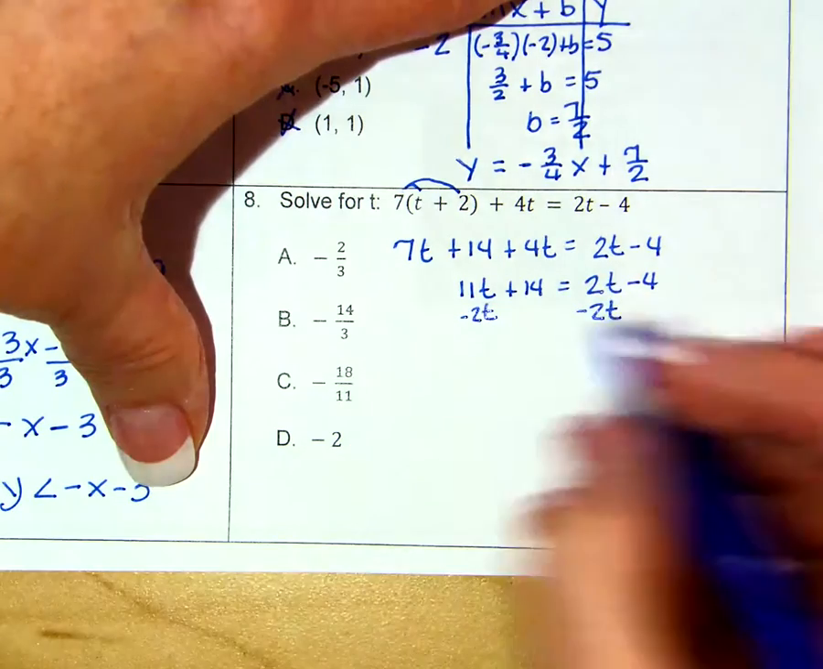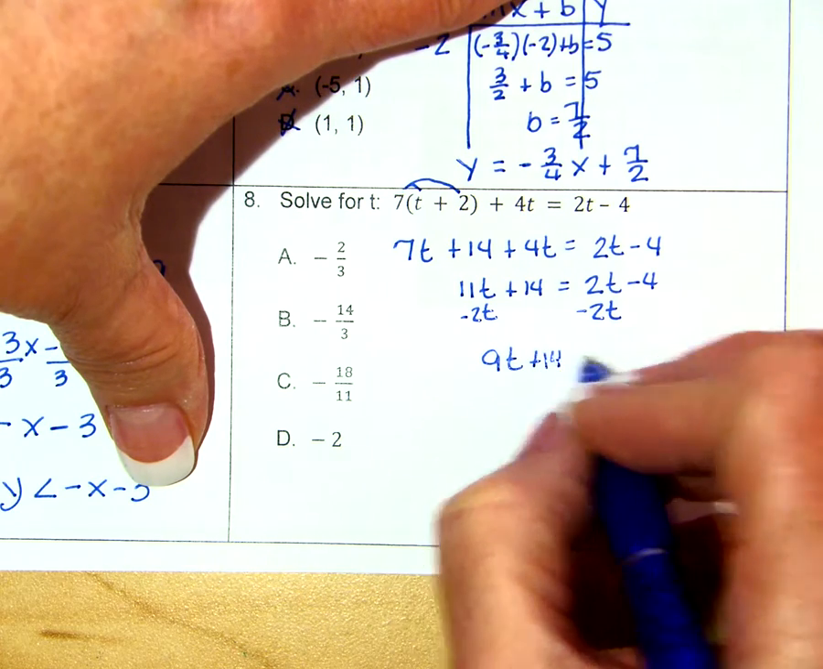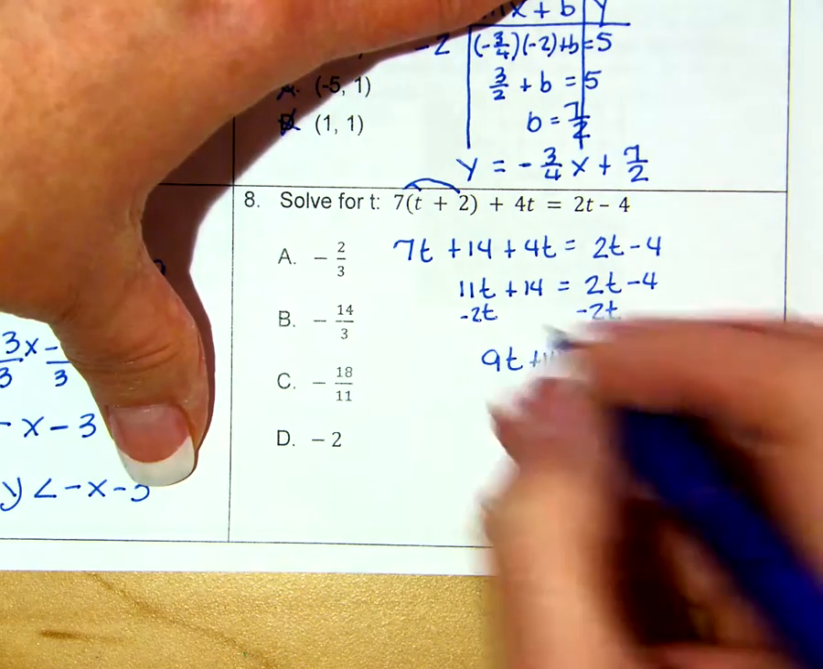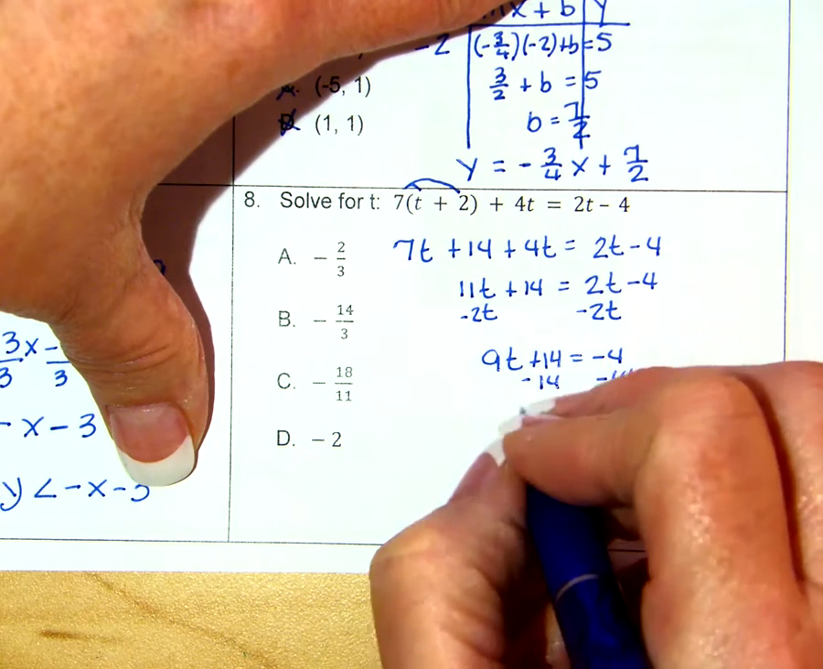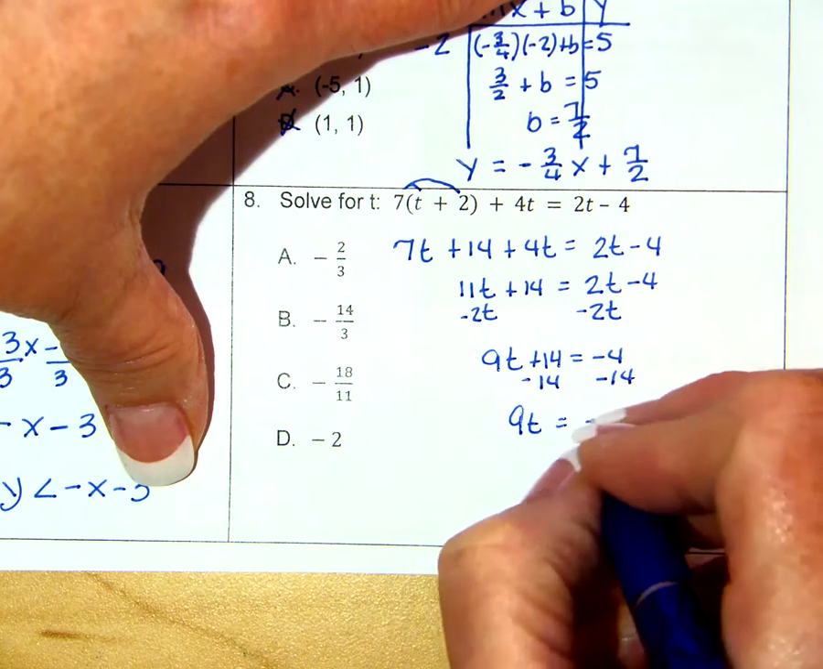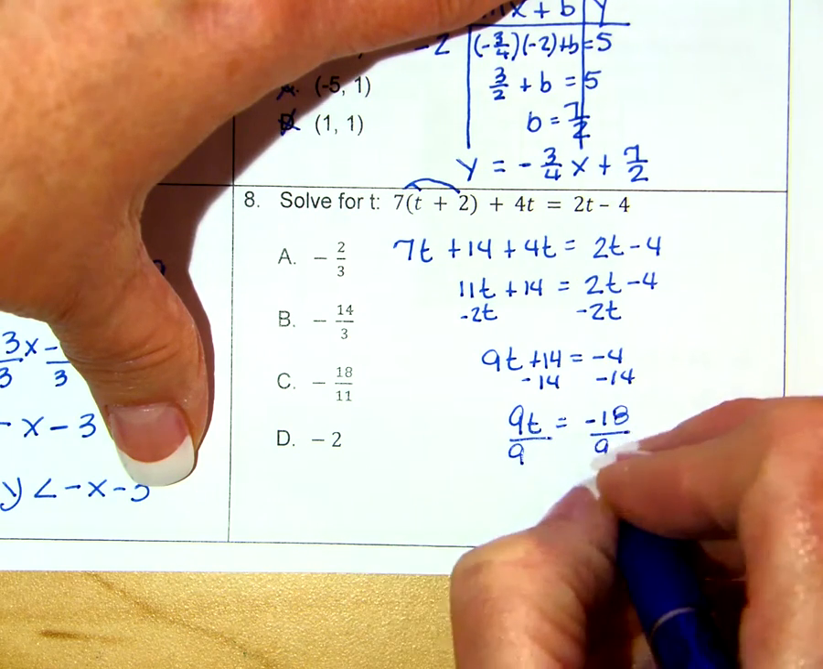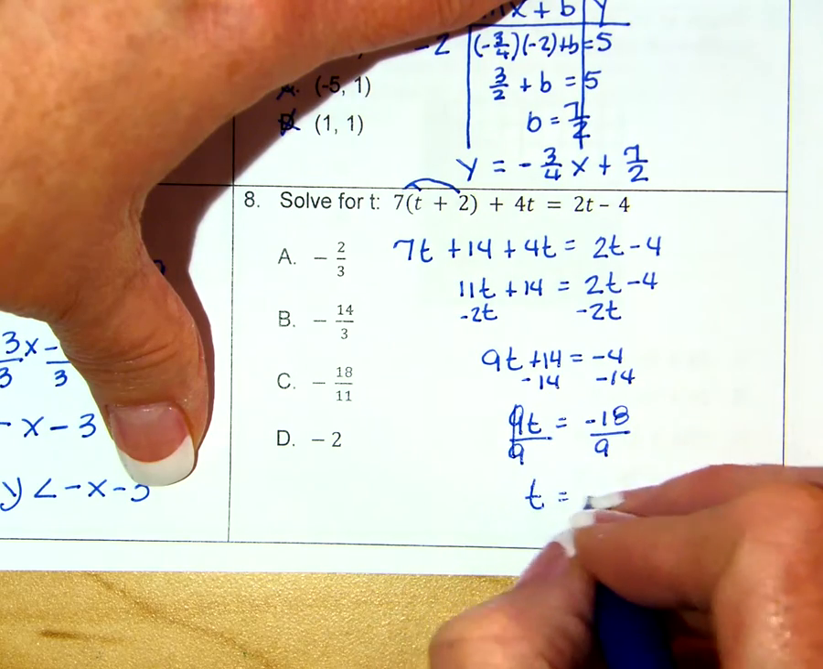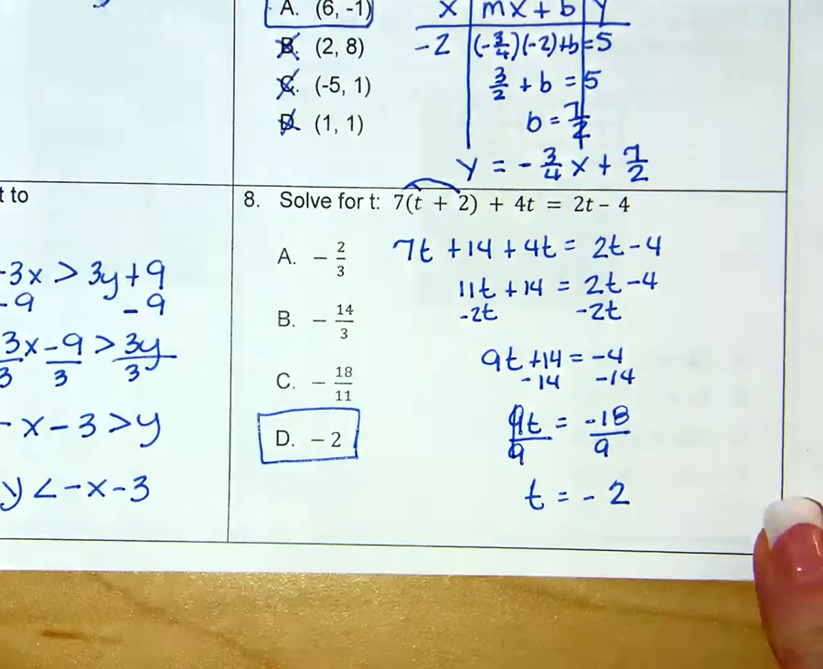So subtract 2t from both sides, so I get 9t plus 14 equals negative 4. Then I need to subtract 14 from both sides. So I get 9t equals negative 18. At this point, we get rid of the 9 by division. And t is going to equal negative 2, which is answer choice D.